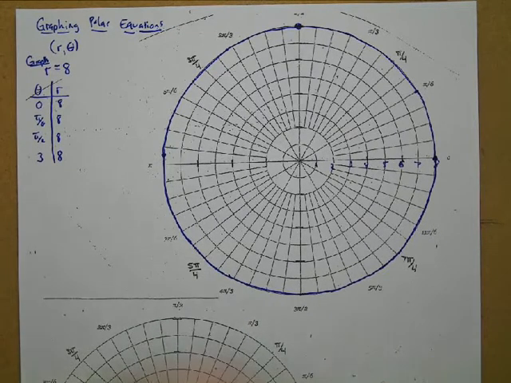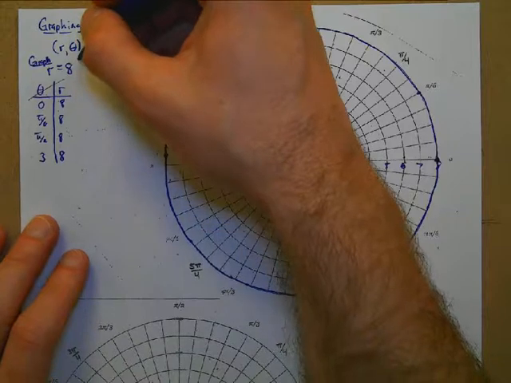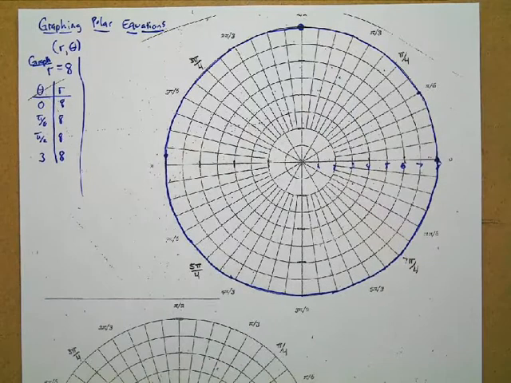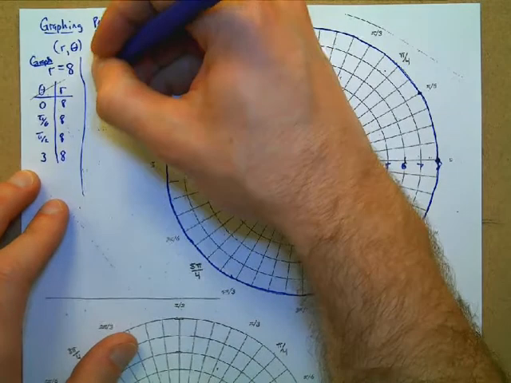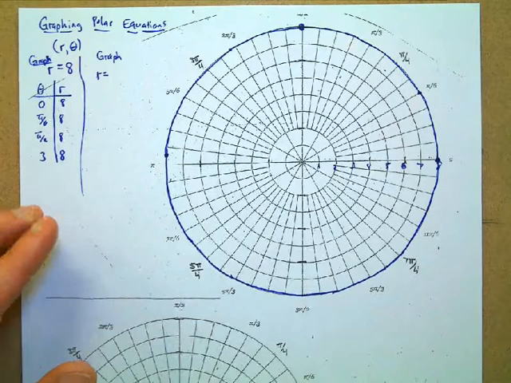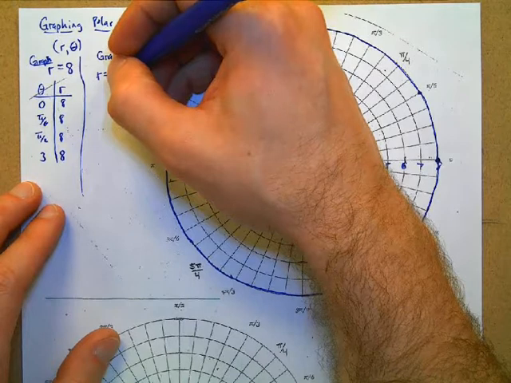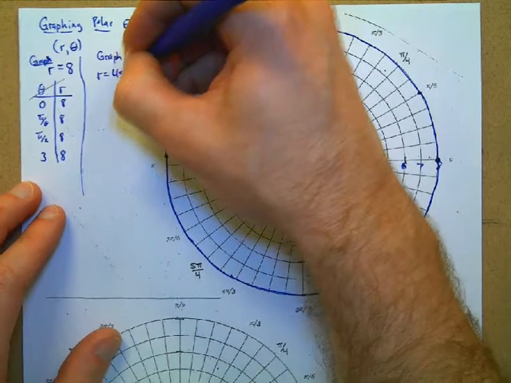Okay. Let's try r equals... Matt and Noah, guys, keep it on topic. r equals 4 sine theta.